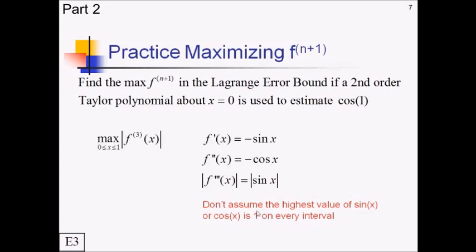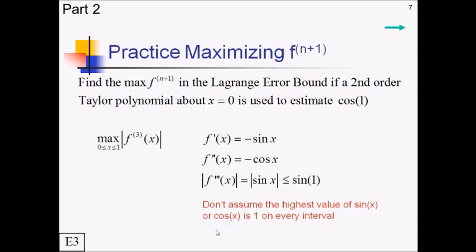However, don't assume that the highest value of sine or cosine is 1 on every single interval. On the interval from 0 to 1, we never end up taking the sine of pi over 2, which would give us 1, or the sine of negative pi over 2, which would give us -1 in here. Sine is, however, increasing from 0 to 1. It's still going up. So the biggest value this can take on is just sine of 1, whatever that comes out to.